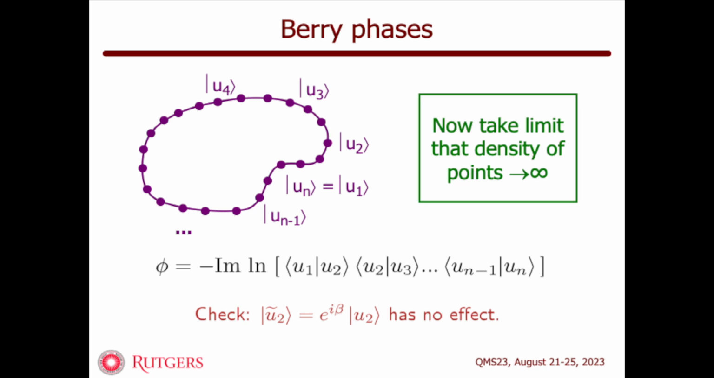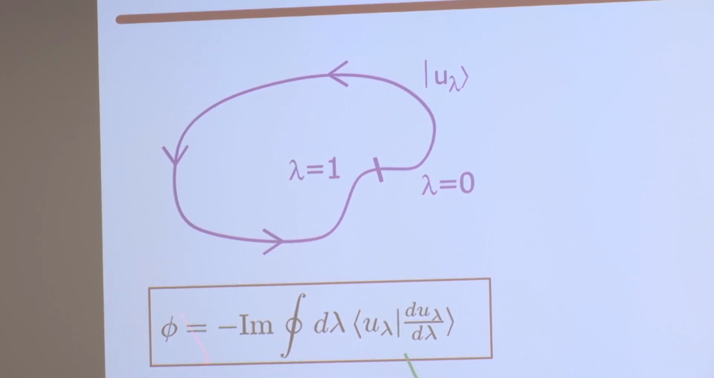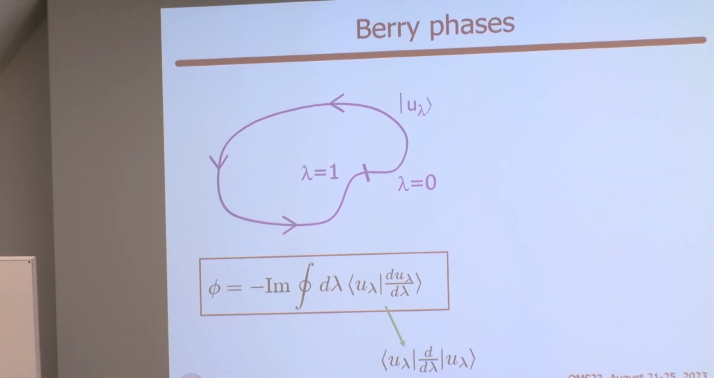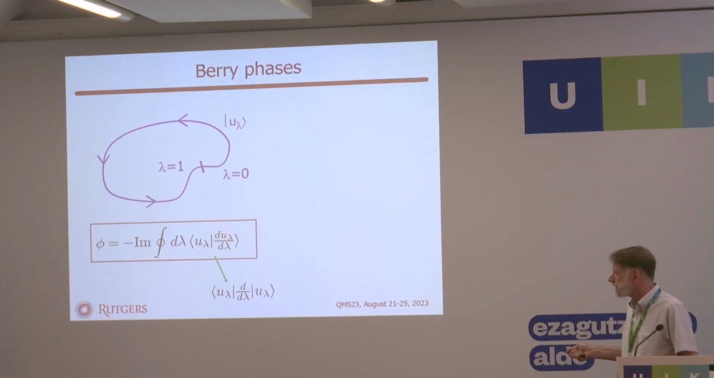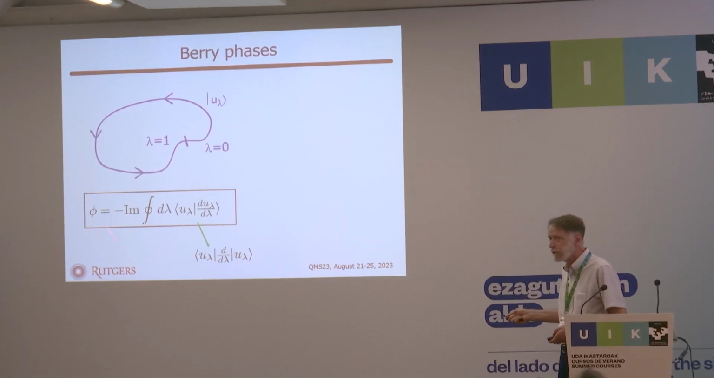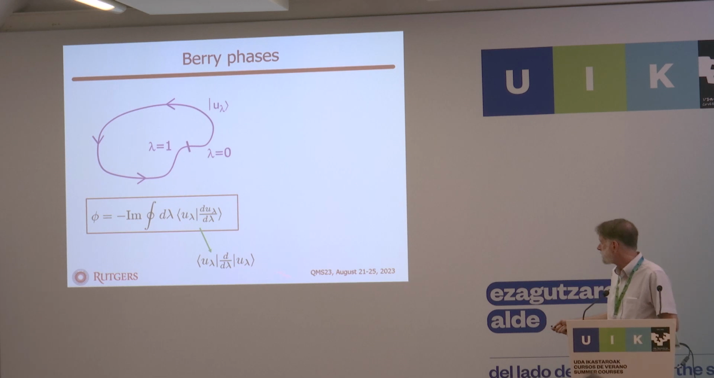And so if we now take the density of points going in the limit to infinite density and convert this to an integral, I have some parameter lambda, which I imagine goes continuously from 0 to 1 as I go around the loop. And I've got u lambda defined as I go around the loop. And this is the Berry phase. This is the continuous analog of the discrete formula that I showed you a moment ago. The derivative acts on the ket, but you often see this written in this symmetric form. It looks like a matrix element of something, but that's misleading because this derivative acts on the ket.